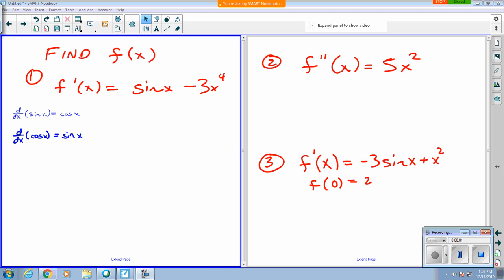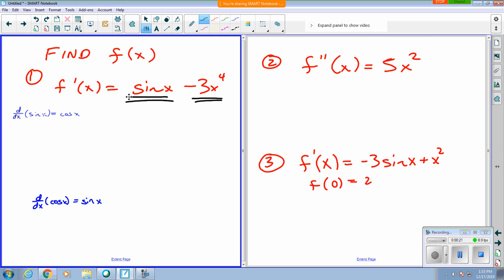Welcome to AP Calculus. We're working on integrals, sometimes called antiderivatives. It says find f of x, and I give you the first derivative on number 1. What I want you to see is it is a composite function. It has sine and a polynomial in it. So there's two different rules happening here.